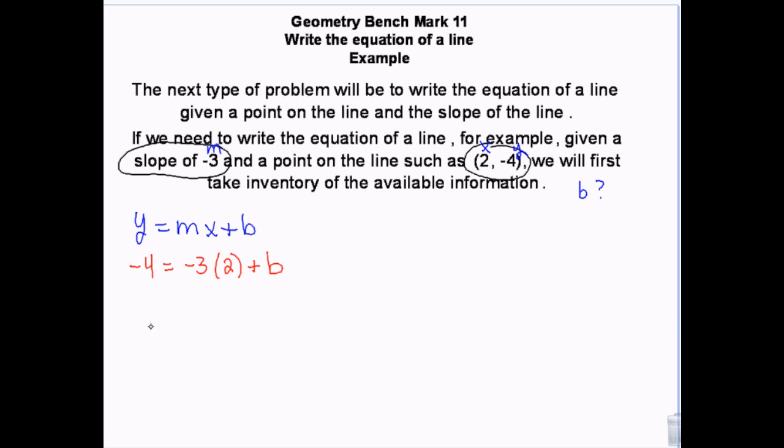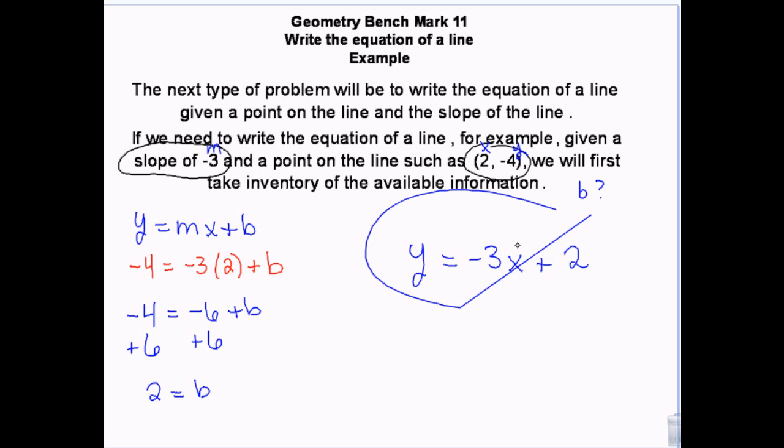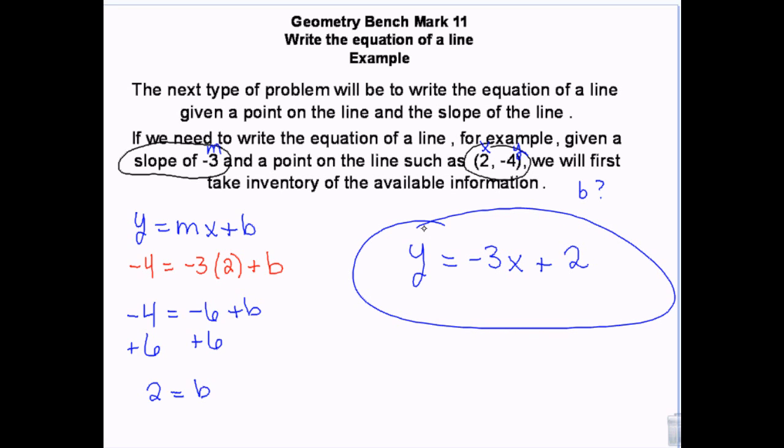So b is my missing link, so it's -4 is equal to -6 plus b. I'm going to add 6 to both sides. 2 is b. Now I know b. I already knew m, now I know b. So I put m in, and I put b in. And that's my equation. Any questions on that?